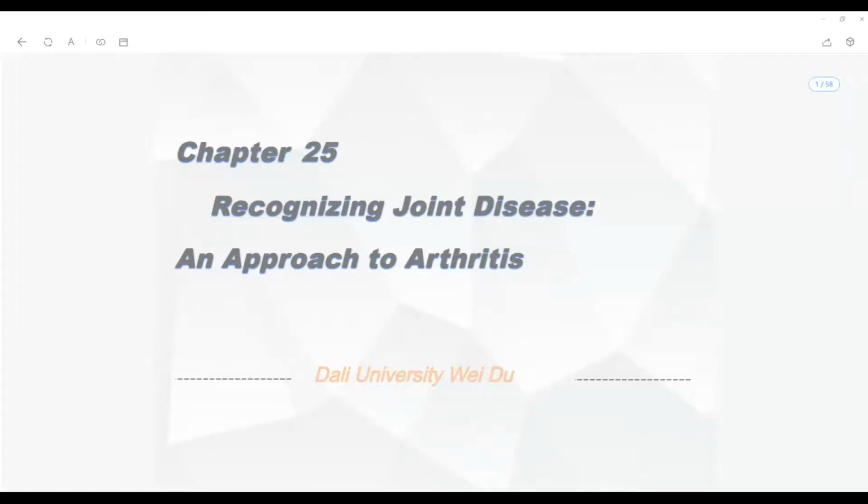We are going to learn about the last chapter of the musculoskeletal system today, and it is all about recognizing joint disease, where we are talking more about arthritis and its related conditions. You have to understand that most of the time, any kind of complaint related to the musculoskeletal system comes down to joint pain.